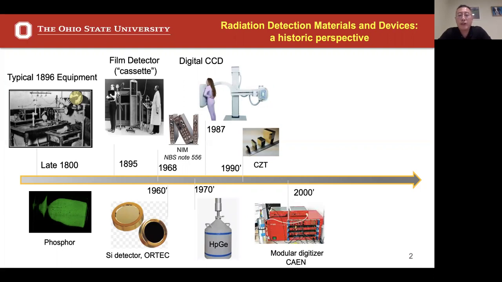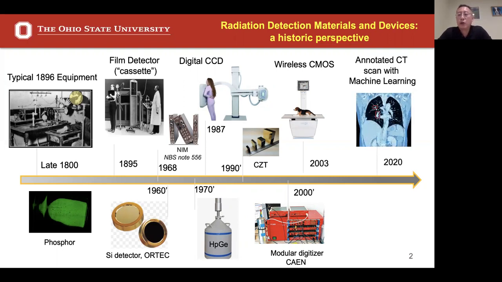And now we have CZT becoming widely available, and the digitizer as the replacement of the analog system, but both coexist and are working in many labs. So it's interesting to look at even today, from the 1800s, that X-ray imaging apparatus is still being utilized, but with such a great development. And now we have annotated CT scans with machine learning technology.